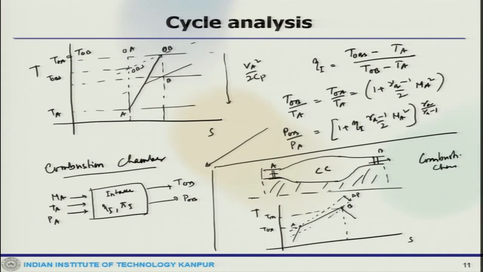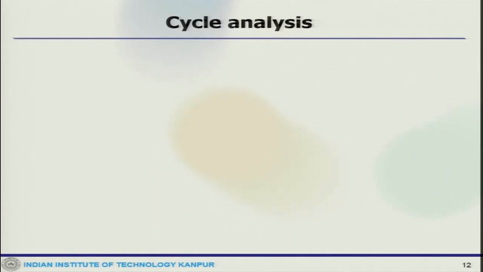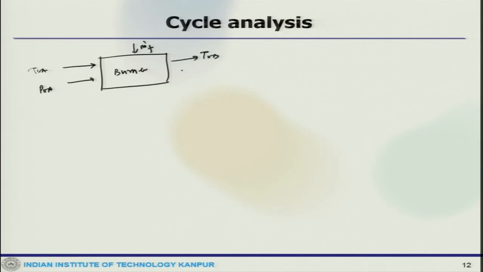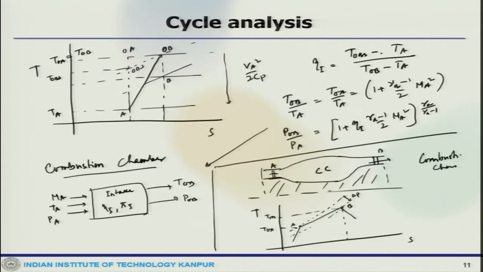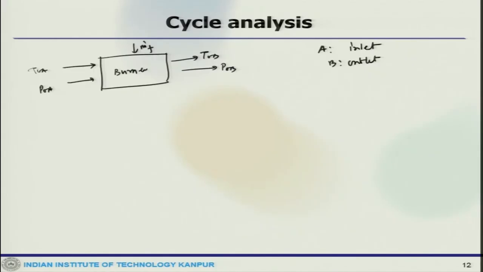Now, the block diagram for the combustion chamber could be like this. This is the burner, let us say, what comes in T naught A, P naught A, here M dot F, and this goes out T naught B, P naught B. And here A is the inlet, B is the outlet every time. Similarly, for the intake also we have used that kind of fashion.